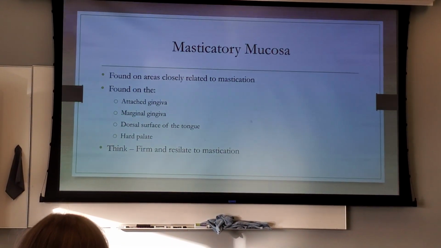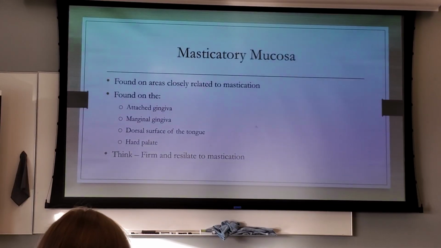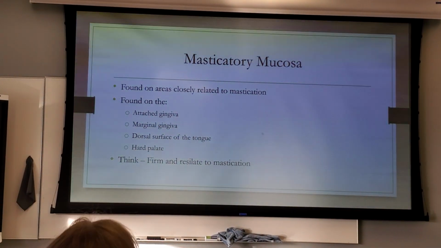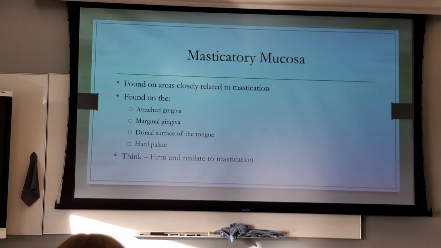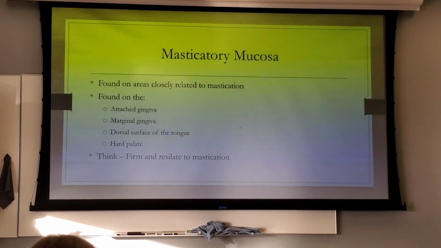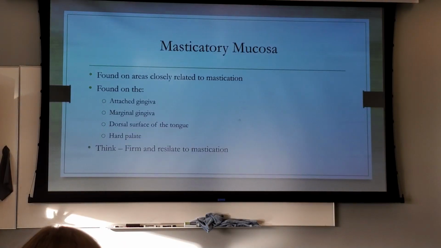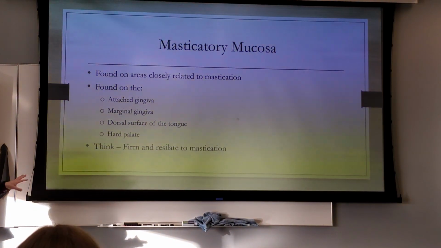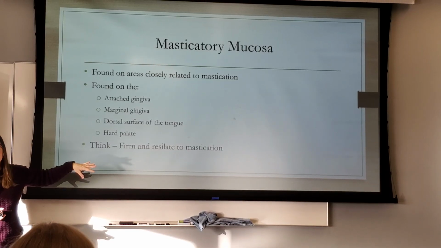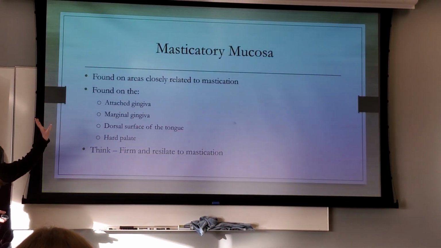Then our masticatory mucosa is found in areas related to mastication, right? Areas that are going to be working with our chewing. So our attached gingiva, our marginal gingiva, the dorsal surface of our tongue, and the hard palate all have this type of mucosa. If we think about firm and resilient to mastication, resilient to the foods that we eat, that's going to be more masticatory than lining.